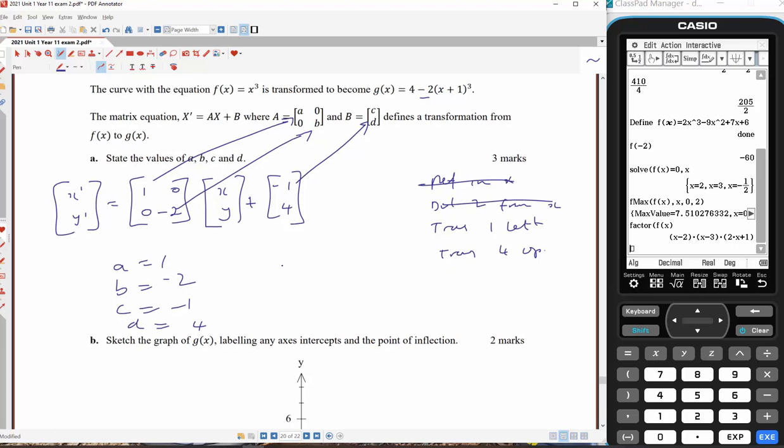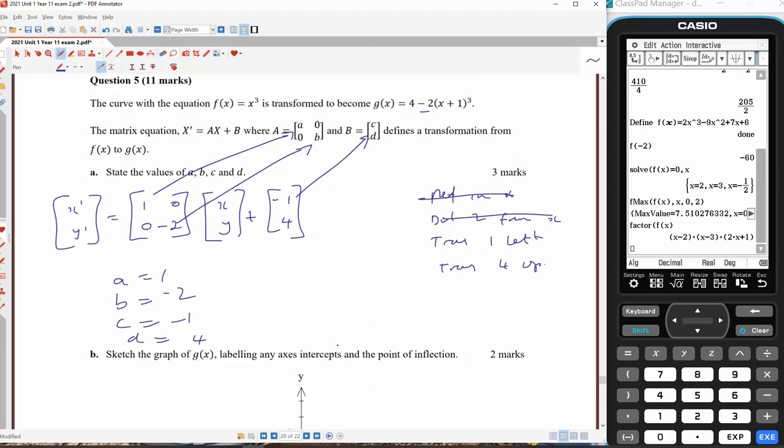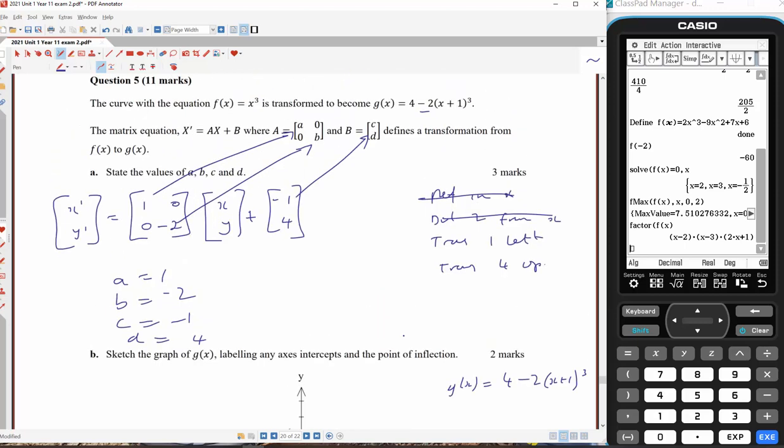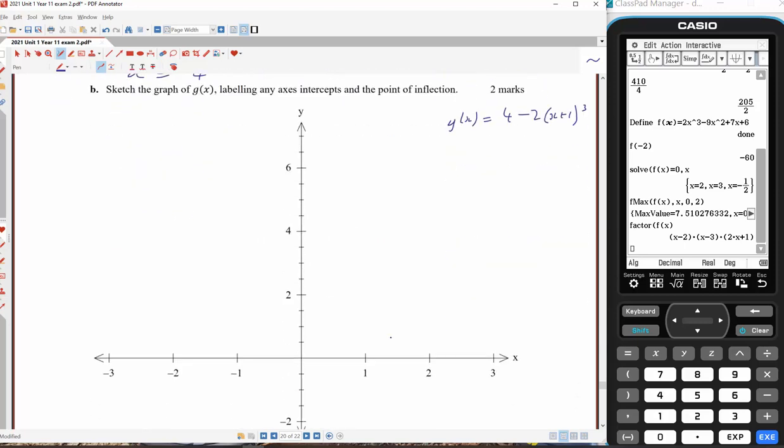Okay, sketch the graph of g of x, labeling any axes, intercepts, and the point of inflection. So g of x equals 4 take 2 times x plus 1 cubed. No domain restriction. Okay. So negative 1 and 4, so there it is there, that's the inflection point. So the standard inflected cubic looks like that. This is reflected, so it's going to look like that. So it's going to come down like this.